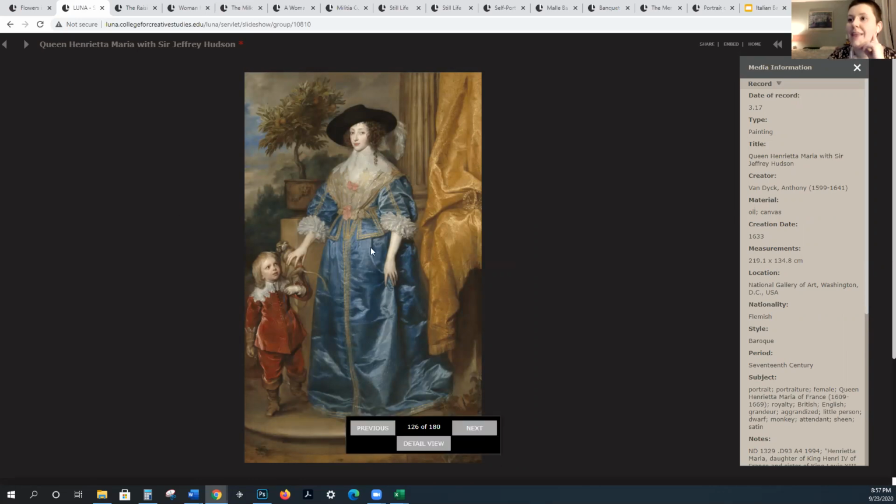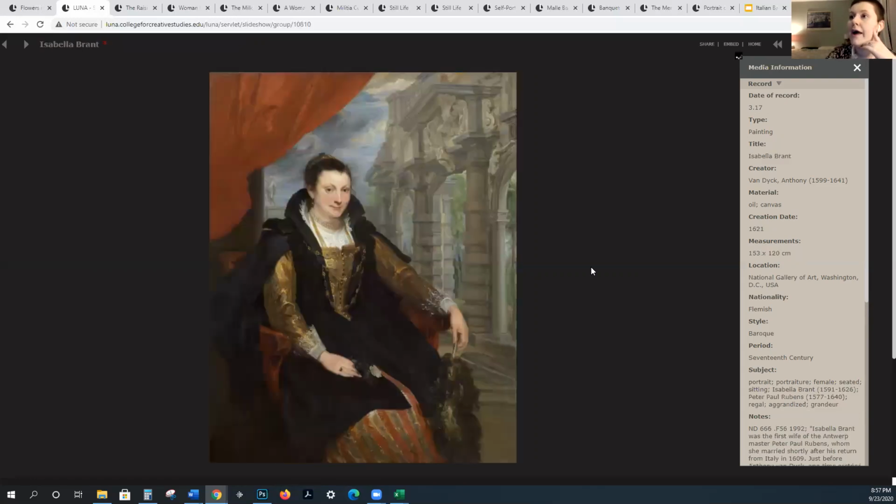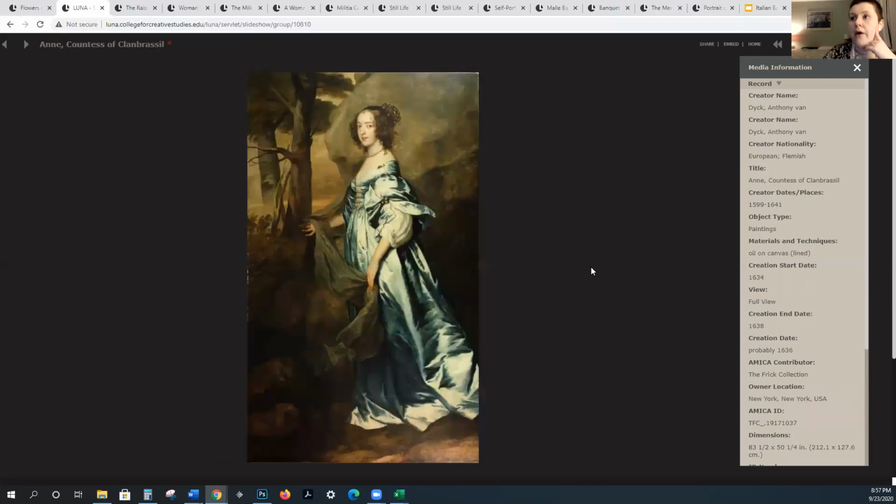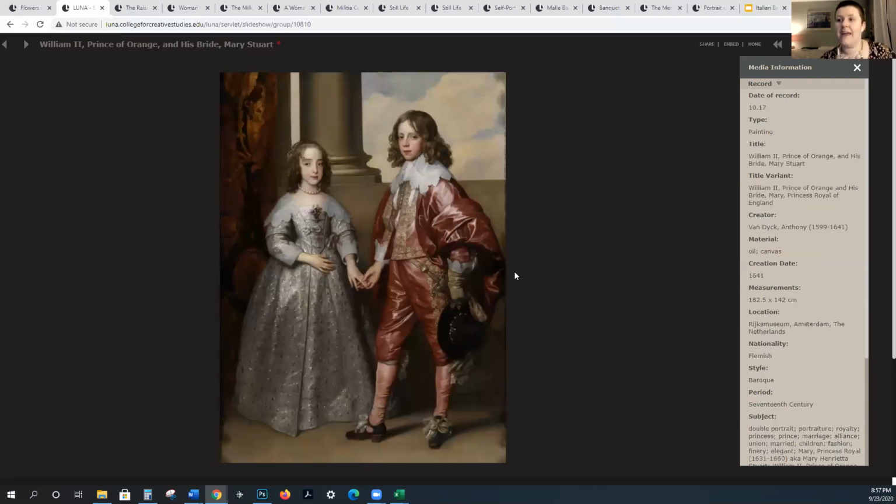Okay, so again, the emphasis on the color and the quality of the fabrics, right? These are standing portraits, which we said we don't see often in the Dutch Baroque because standing portraits can indicate pride, okay, etc.